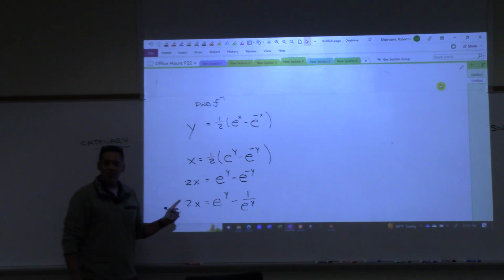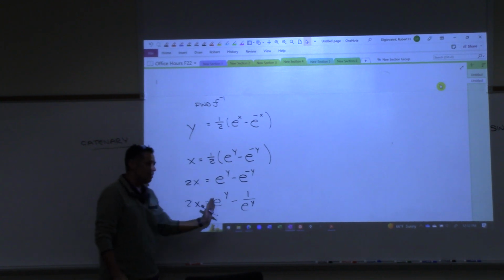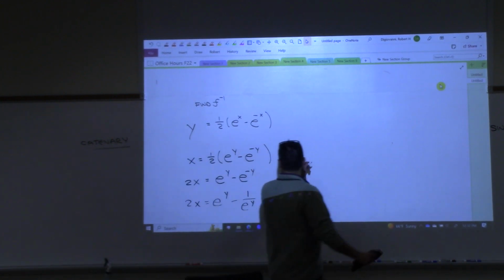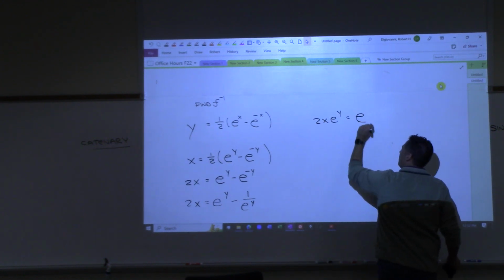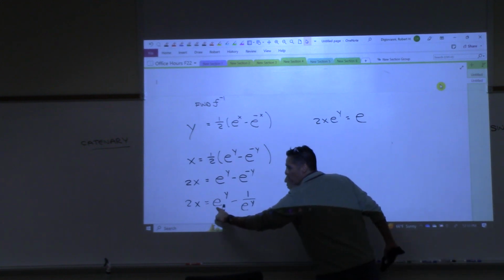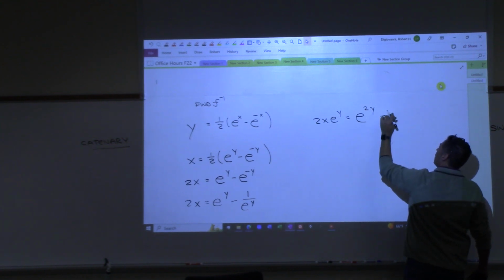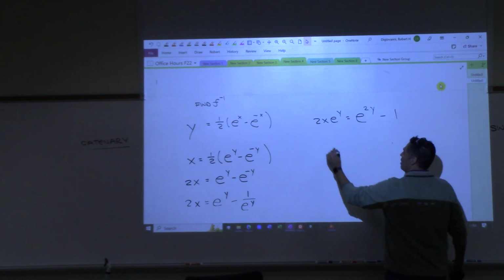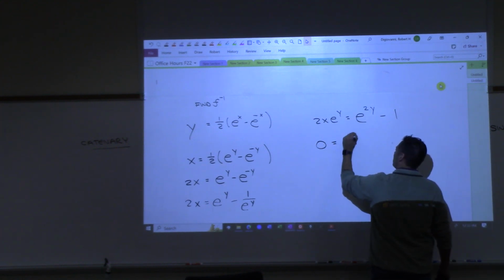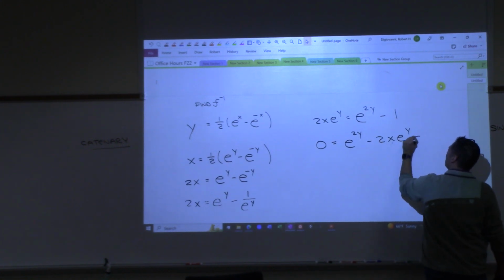So what I'm going to do now is clear the fractions by multiplying everything by e to the y. That means e to the y here, e to the y here, e to the y here. Okay, so here's what I get. 2x times e to the y equals e to what? I'm hitting this with e to the y again, so it's e to the 2y. And then the last term? Minus 1. I don't know if that helped at all, but I'm going to now move everything to one side of the equation. You're like, well, why are you doing that? Well, just stay tuned. It looks like a quadratic now.